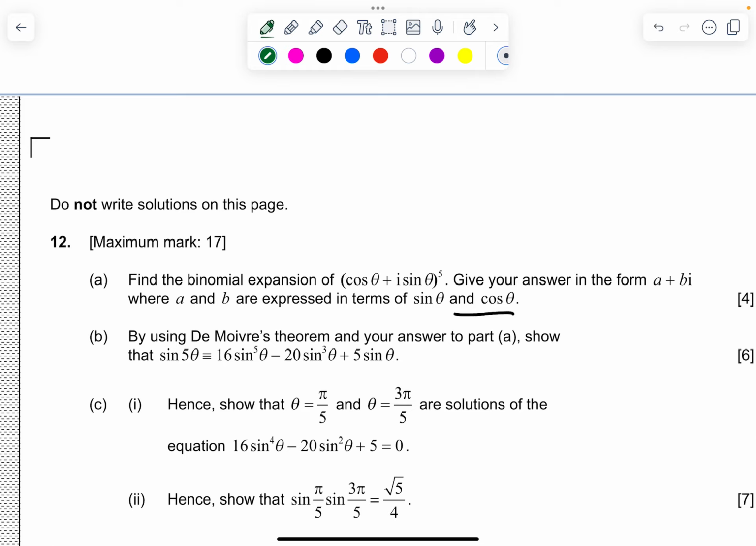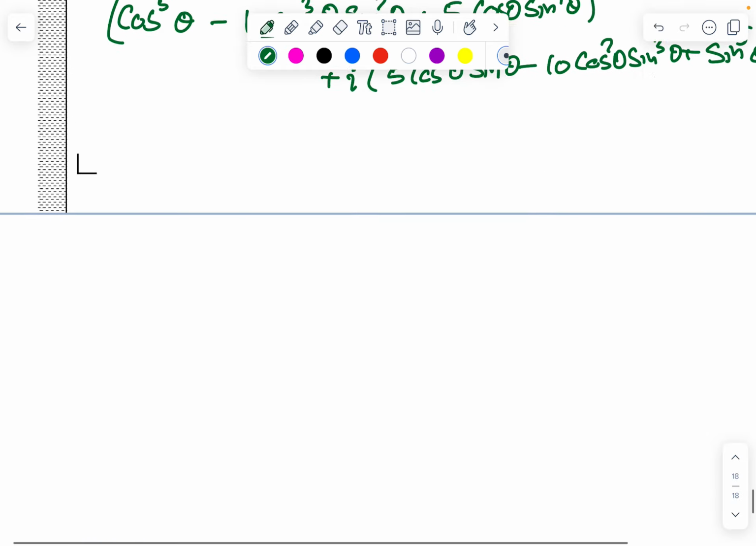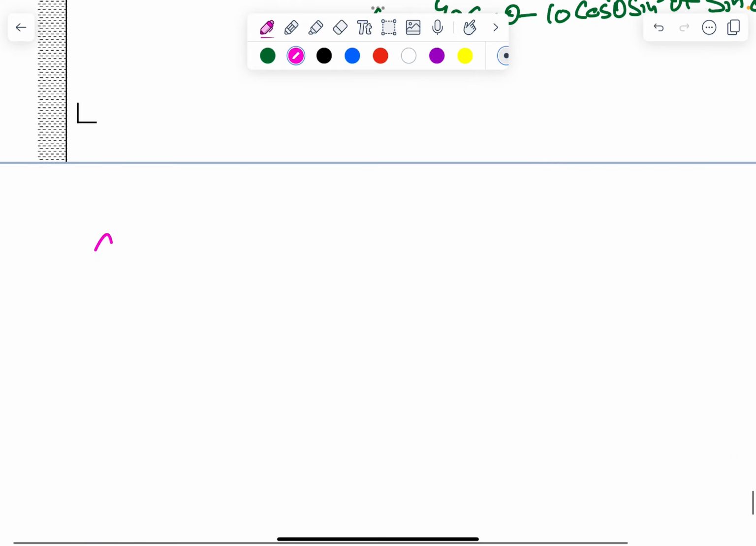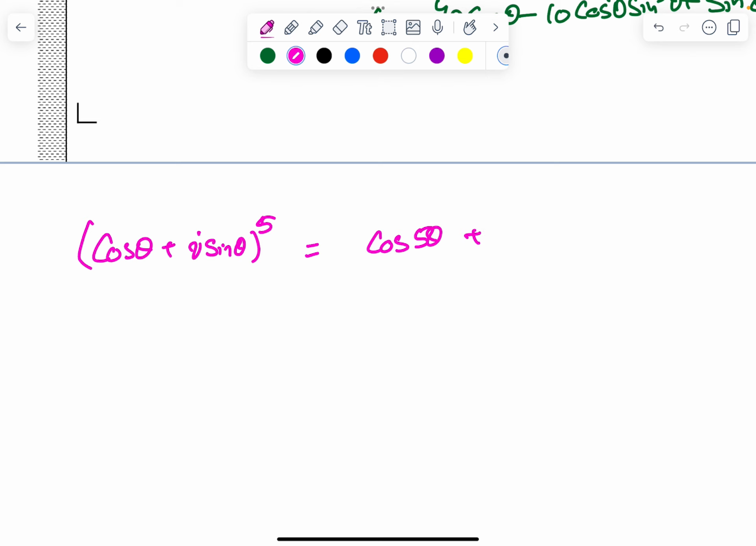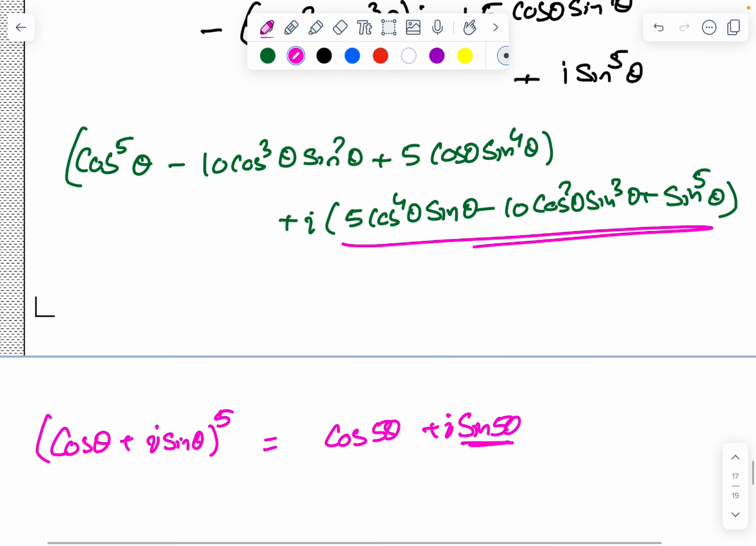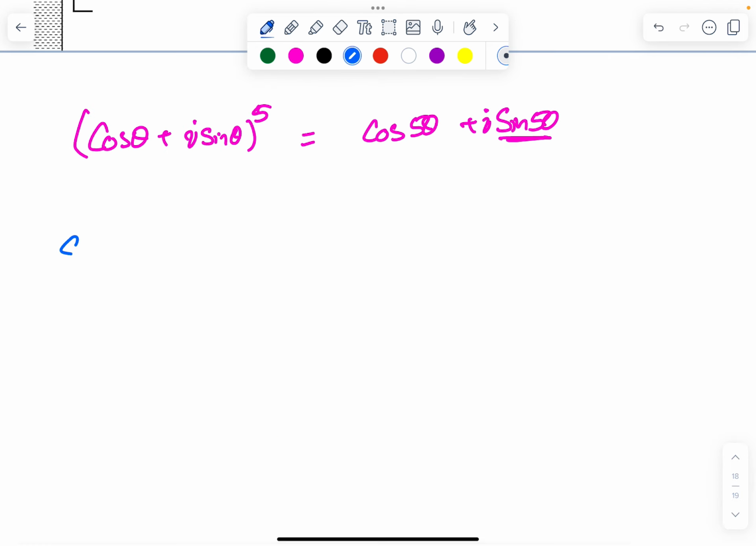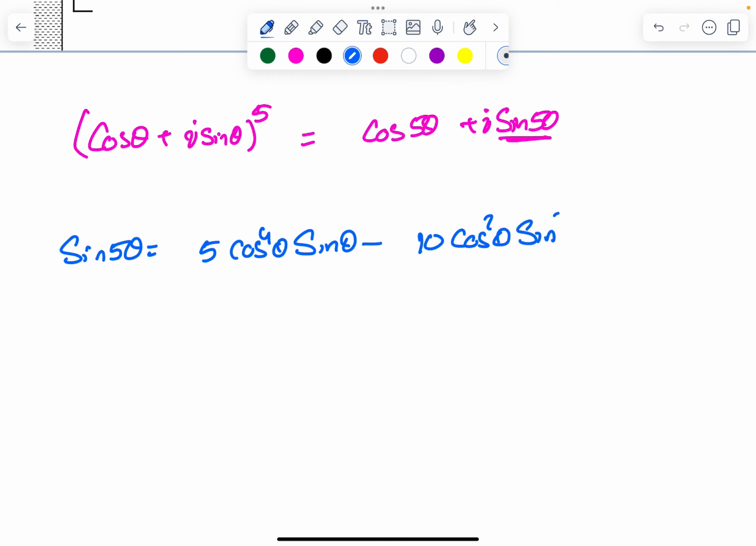Using De Moivre's theorem, show that sin 5 theta equals this one. So (cos theta plus i sin theta) whole to the power of 5 can be written as cos 5 theta plus i sin 5 theta. So sin 5 theta is the imaginary part and this is going to be the imaginary part. So both are equal. So sin 5 theta equals 5 cos to the power of 4 theta sin theta minus 10 cos square theta sin cube theta plus sine to the power of 5 theta.